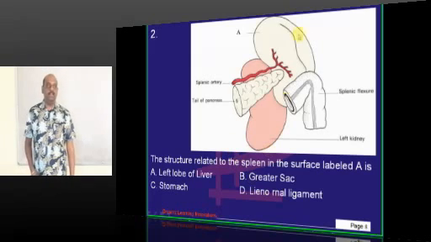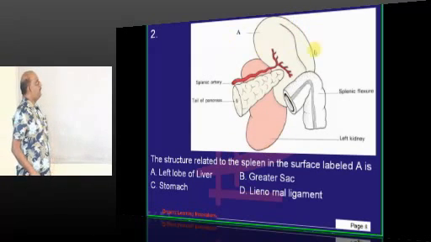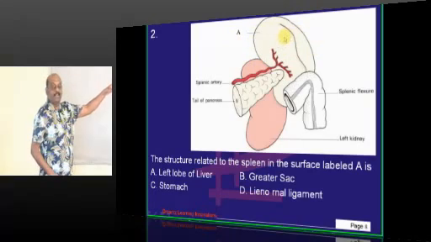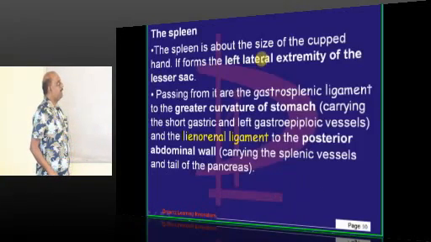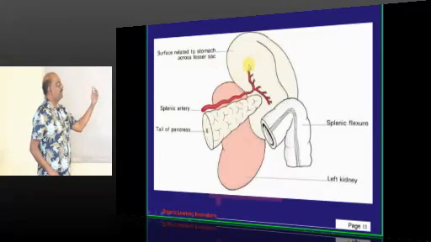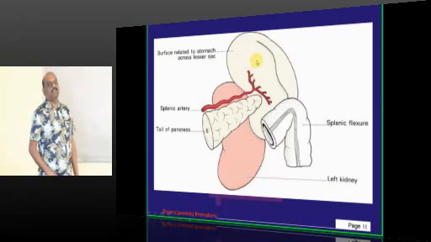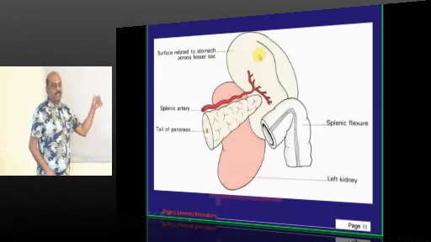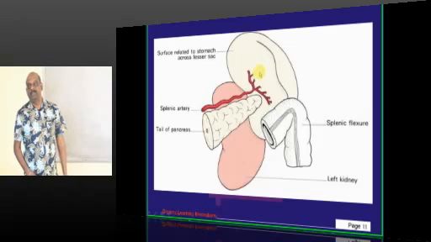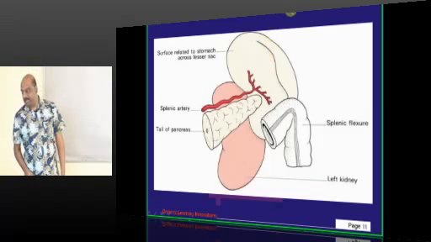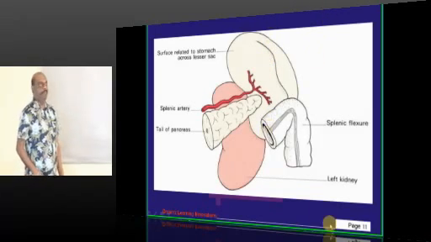The various surfaces of the spleen. The spleen has a gastric surface where the stomach basically comes and abuts, which is called the gastric surface, and this is the place where we have the lesser sac related anatomically, is what needs to be remembered.